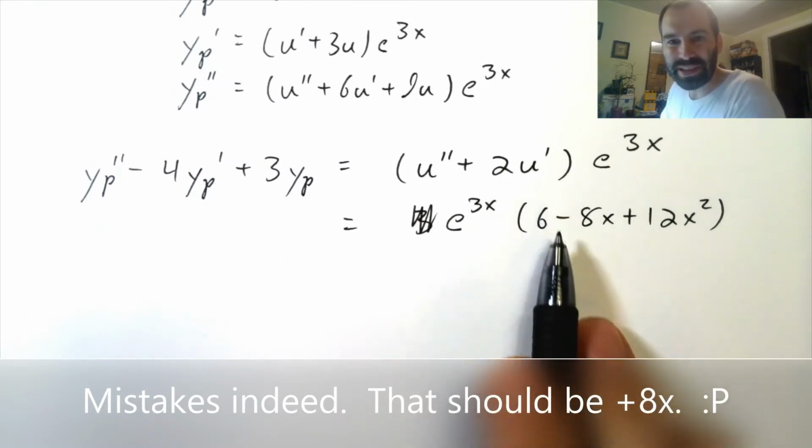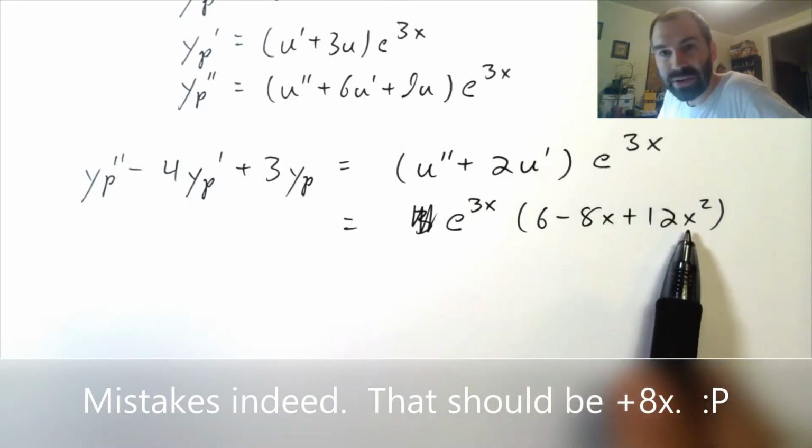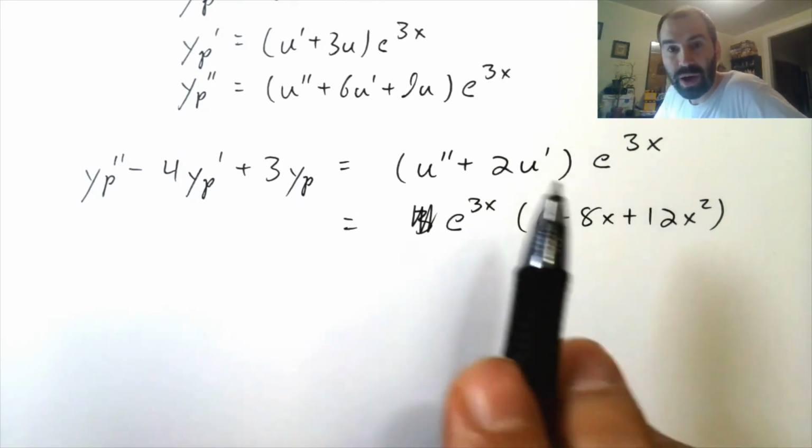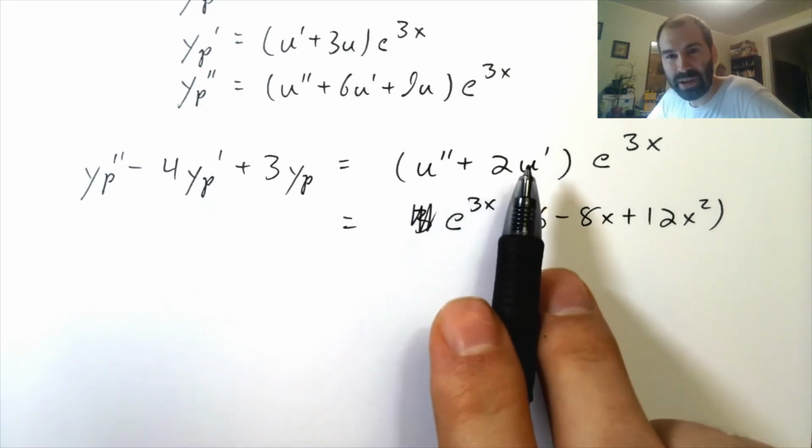So these things have to be equal. Now, here's the difference. Last time we said, okay, I need to get a second degree polynomial on the right, so I better use a second degree polynomial for u. But what if we do that? What's going to happen? Well, here I'm taking two derivatives, and here I'm taking one derivative.